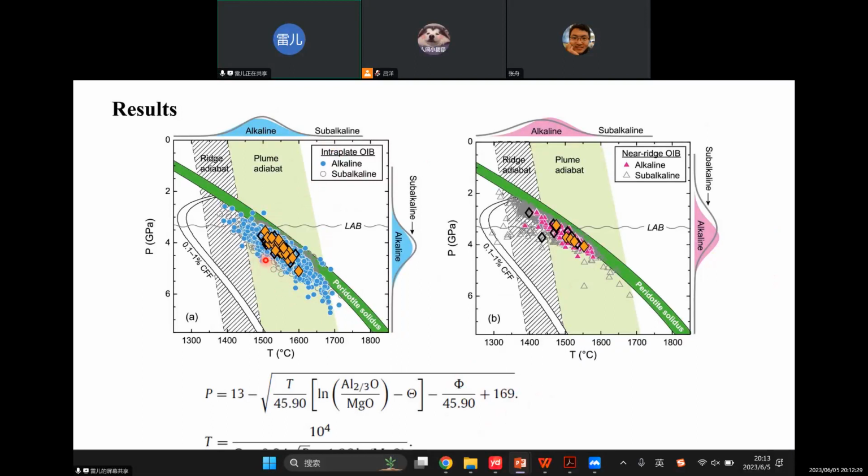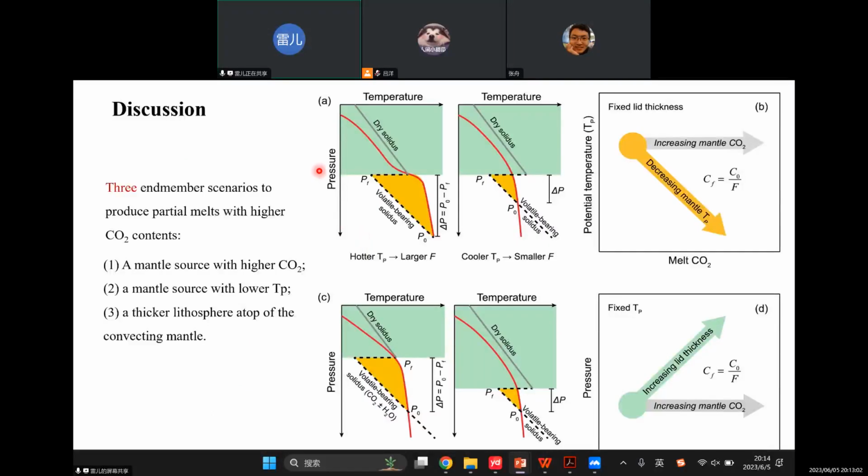Then look at those actual results. In this plot, we can see those points almost along or below the peridotite solidus, and below the CFF, but most important, they are almost below the LAB. So Dasgupta and Sun support the first model, that the alkaline and the subalkaline OIB are coming from the asthenosphere.